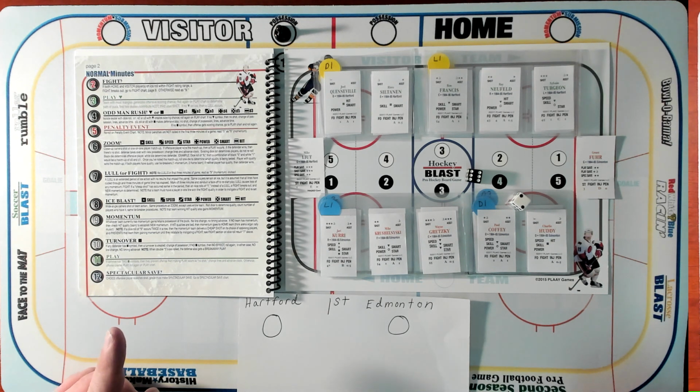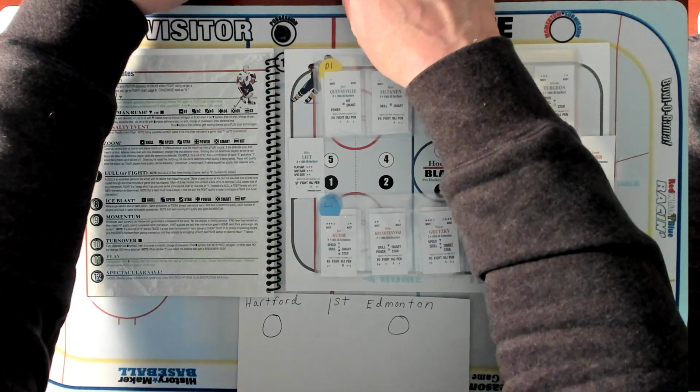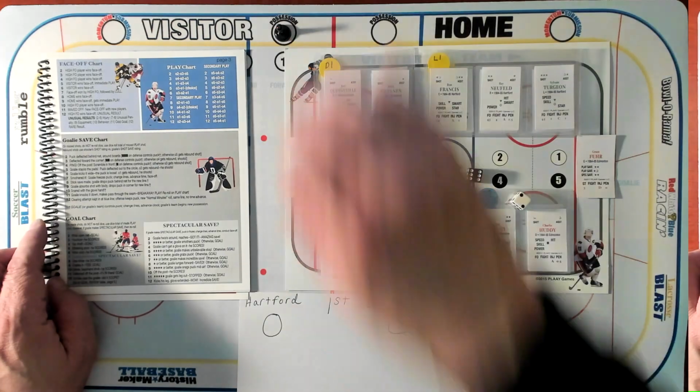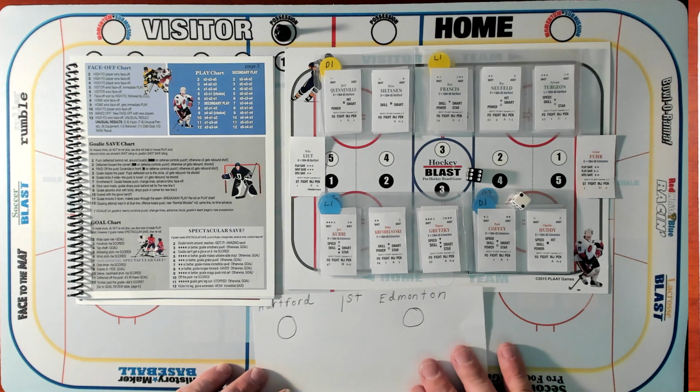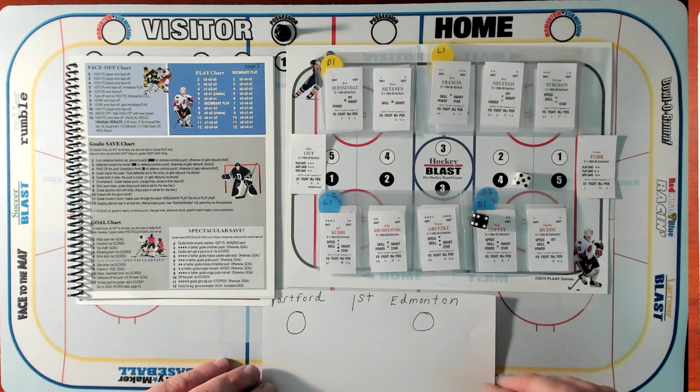Hartford wins the quality. They have possession of the puck, so that earns them play and also gives them momentum. So Hartford gets the scoring chance. They also get momentum due to winning the hit quality. So let's go to the play chart.